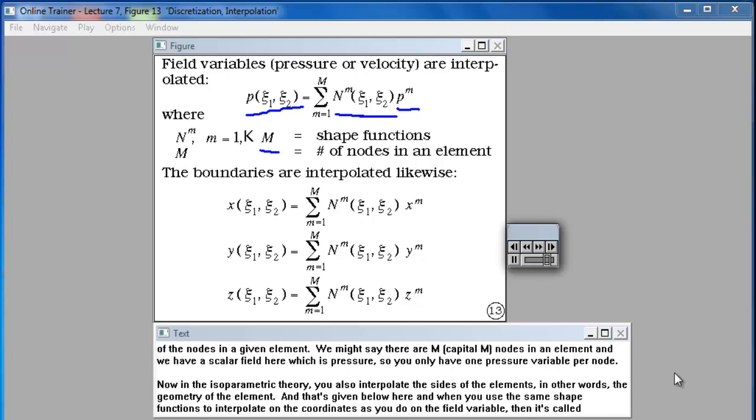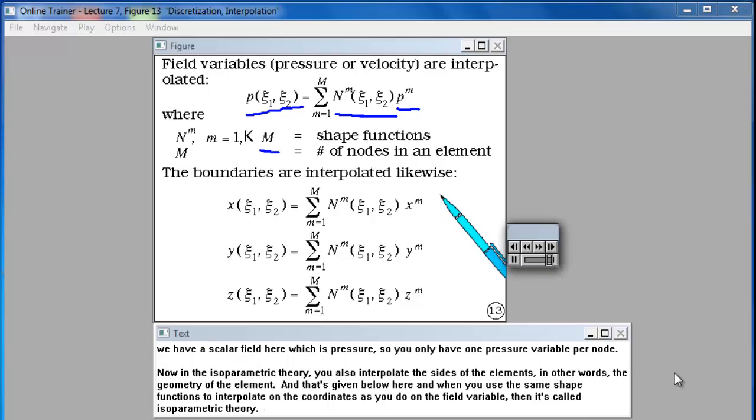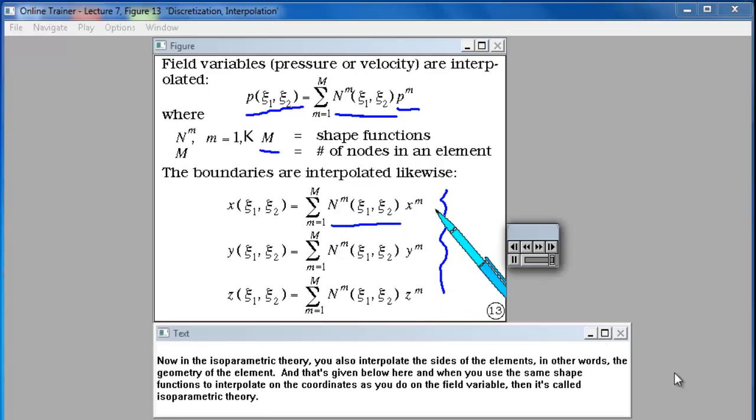Now, in the isoparametric theory, you also interpolate the sides of the elements, in other words, the geometry of the element. And that's given below here, and when you use the same shape functions to interpolate on the coordinates as you do on the field variable, then it's called isoparametric theory.